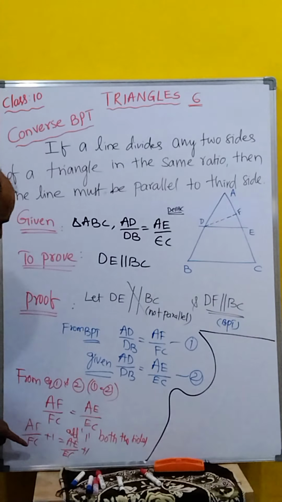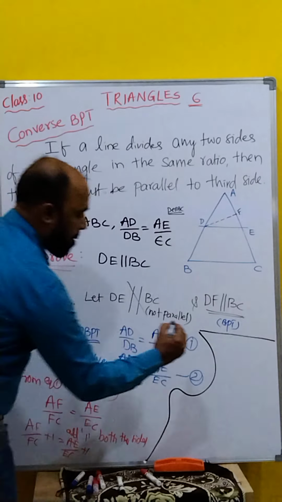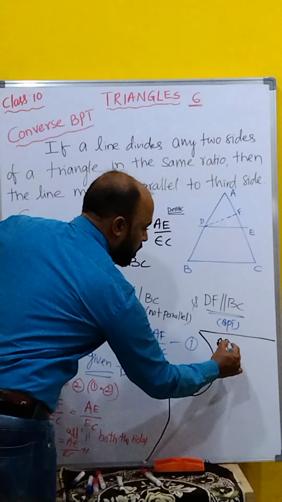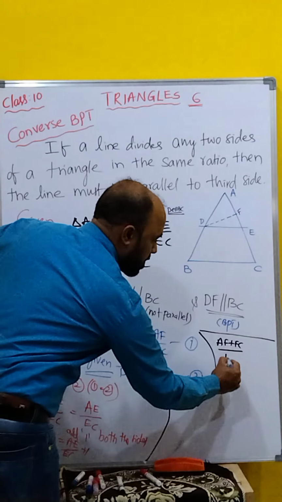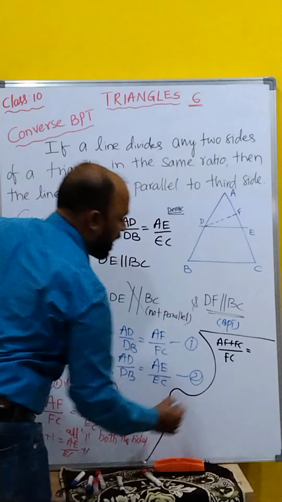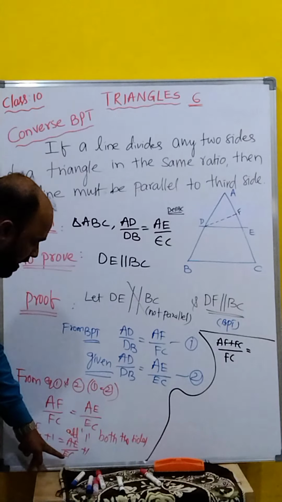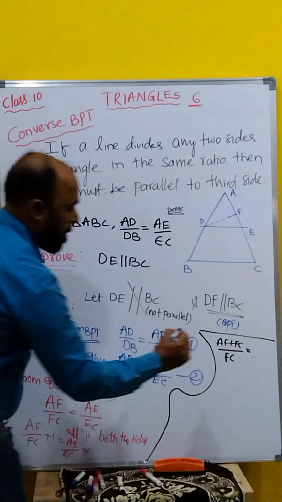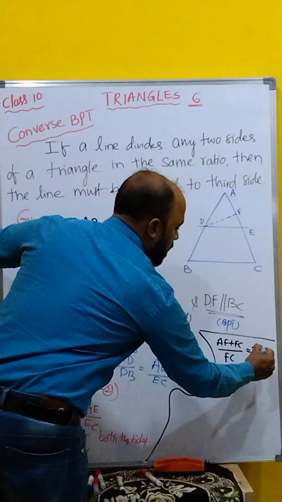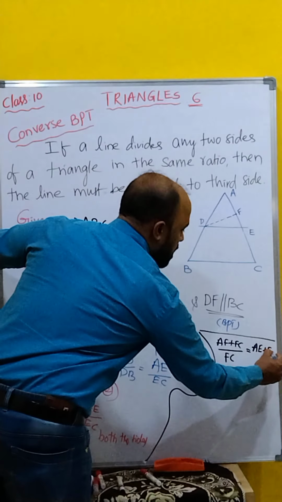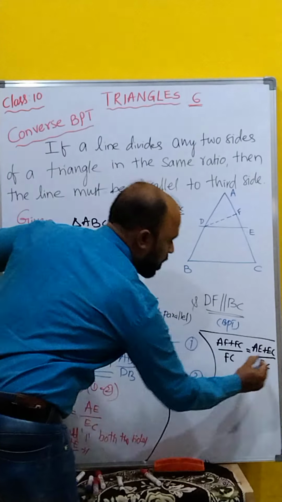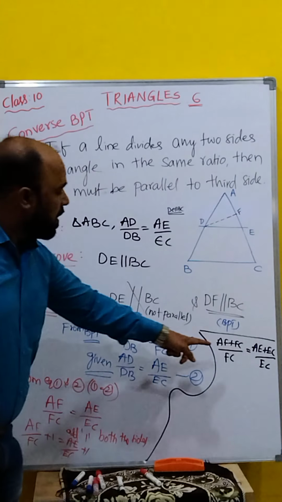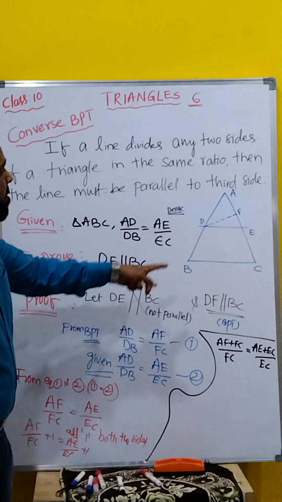After LCM, AF plus FC divided by FC is equal to the right side. EC is the LCM. AE plus EC divided by EC. Okay. Now AF plus FC.